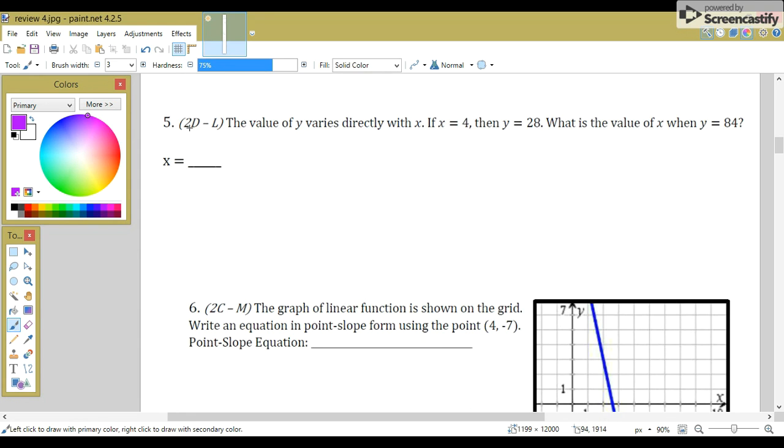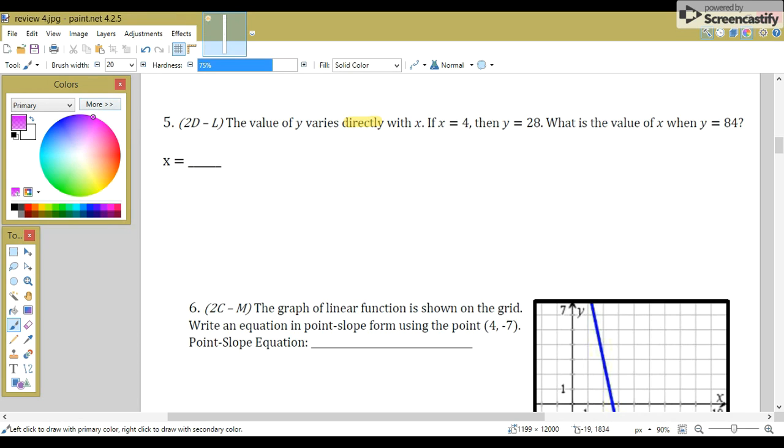5, 2d. The value of y varies directly with x. If x equals 4, then y equals 28. What is the value of x when y equals 84? So first, we want to highlight the word directly. Directly means that it's a direct variation. You're going to set a proportion.